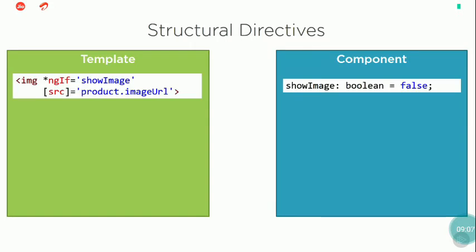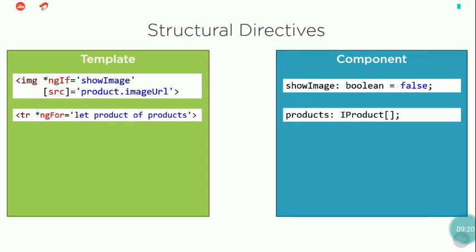Use ngIf to include or exclude elements from the view. In this example, when showImage is true, the defined image appears. When the component sets showImage to false, the image is removed from the view. Use ngFor to repeat an element in the view for each element defined in an array declared in the component. In this example, the table row element is repeated for each product in the array of products. As products are added or removed from the array in the component, the view displays the updated list.